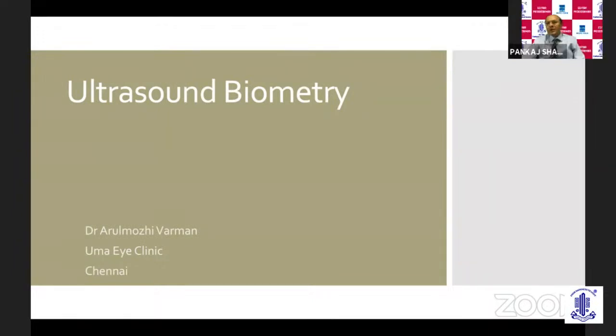So we should try and avoid multifocal IOLs or something like that? I think that should be a guideline. So can I just make a quick comment here? Arul, yes, sir? Yes, please.